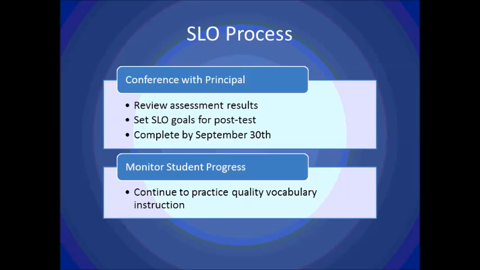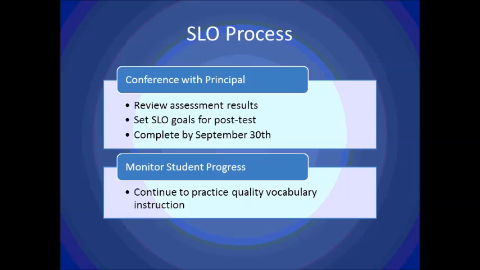Okay, so after you pre-assess the students, you will bring those results to your principal and you'll have discussion. You'll talk about the rationale for your growth target that you're thinking about. You will talk about goal setting. You will look closely at how the students responded to the assessment. And you will set your timeline and your goals for the post-assessment. And that needs to be completed by September 30th with your principal.